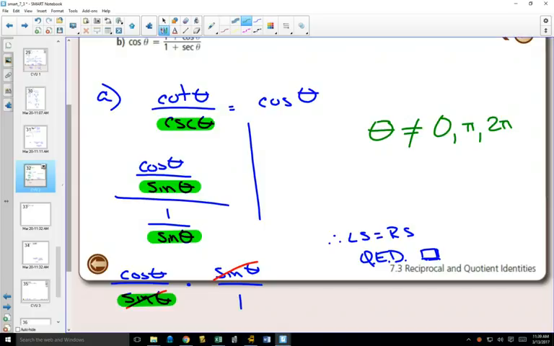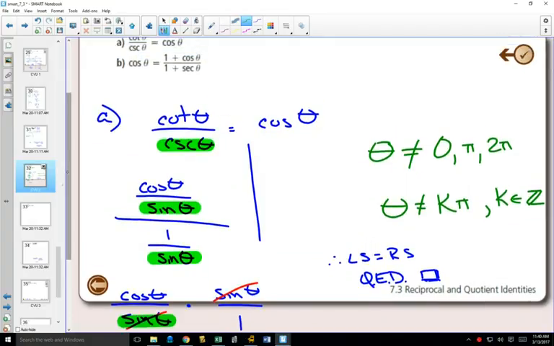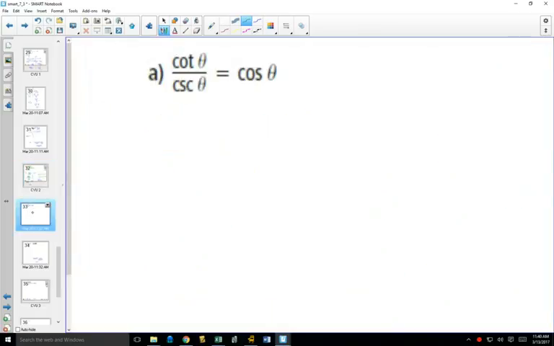You could either add 2k pi to all of those, or you could say that any multiple of pi is not going to be allowed. Those are our non-permissible values. Zero is a multiple of pi because if k is 0, 0 times pi will be 0. So that's how that gets included in there as well. Good question.